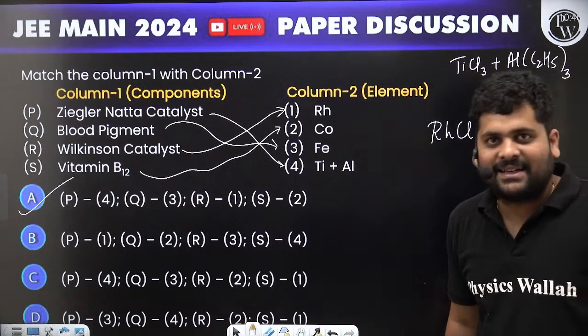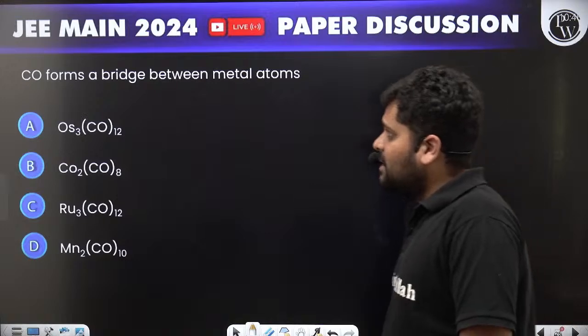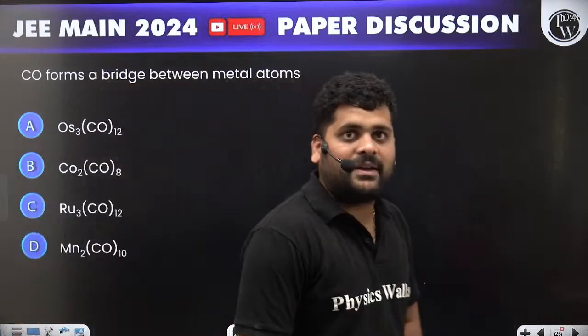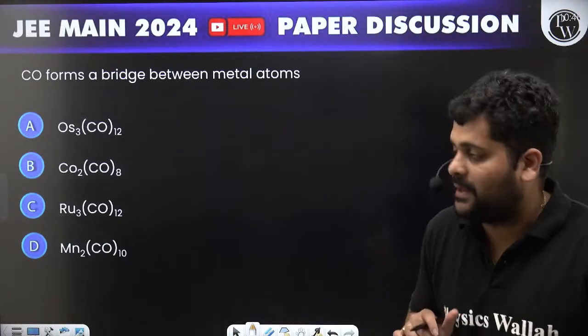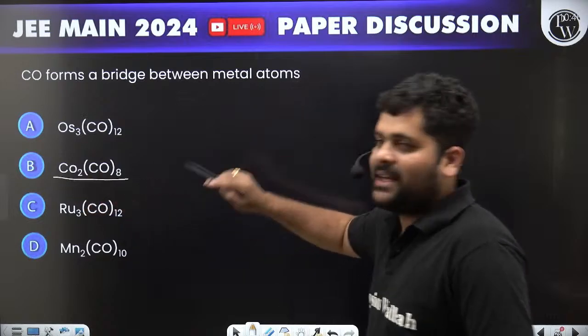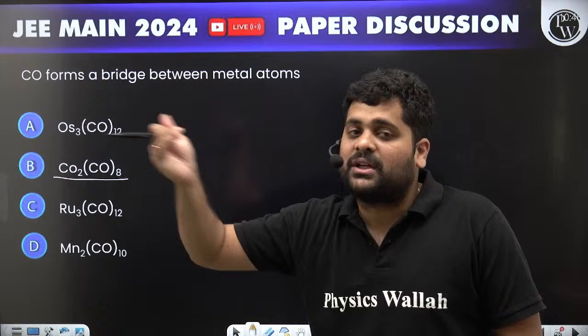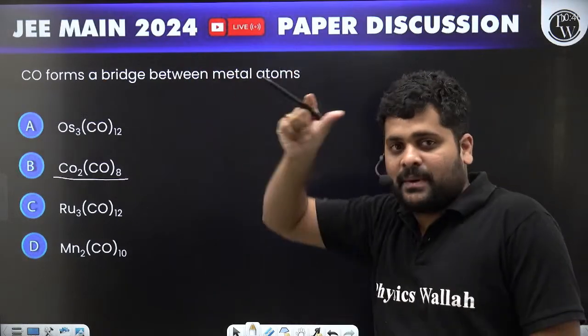Okay, right? Clear? Now, moving on to the next one. This question was from coordination compounds. Next one, CO, carbonyl forms bridge bond between metal atoms. In which case does it form? It is simple. It is given in your NCERT textbook. You can refer to the last pages of the coordination compounds chapter. In the metal carbonyl compounds, there would be a small topic.